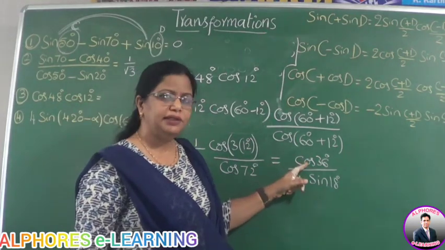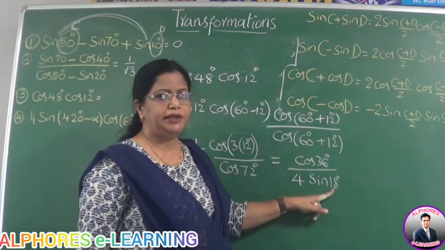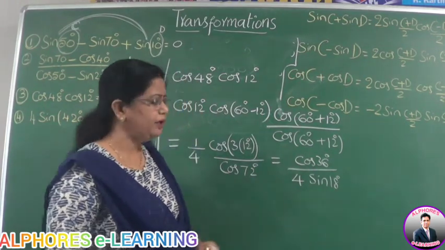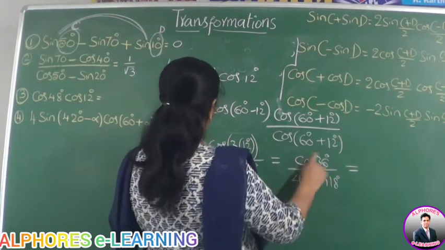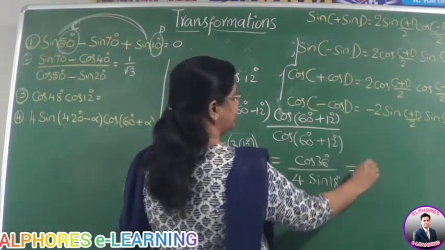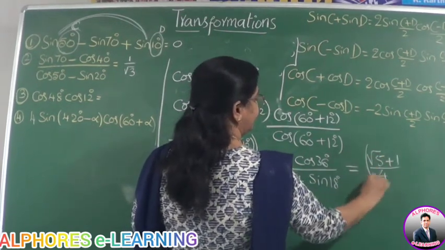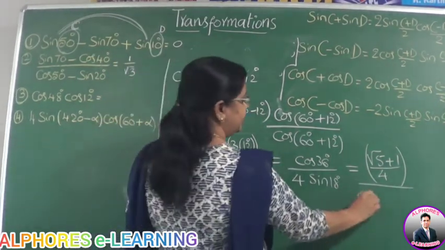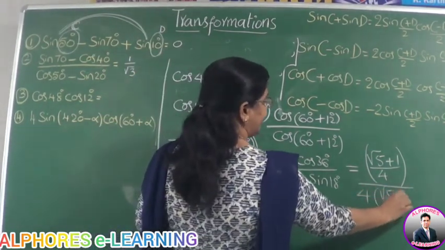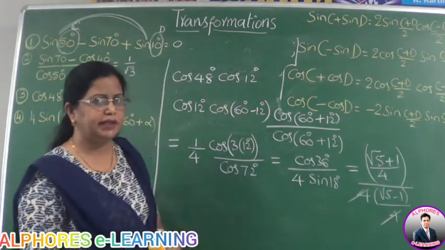What is cos 36? Root 5 plus 1 by 4. And what is sin 18? Root 5 minus 1 by 4. So let's make use of those formulae here. Therefore, what is this value? Cos 36 is root 5 plus 1 divided by 4, and divided by 4 times sin 18 degrees, that is root 5 minus 1 divided by 4. Now these two values, let us cancel.